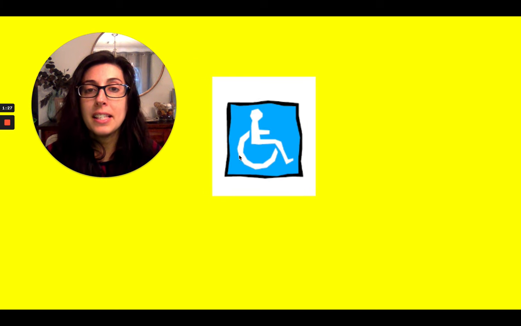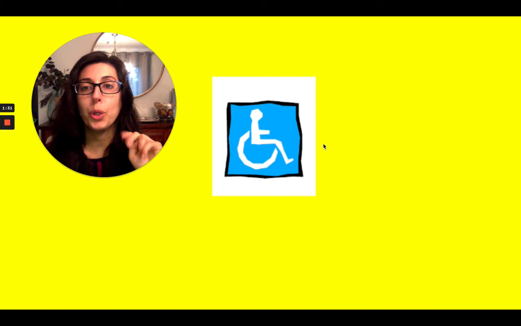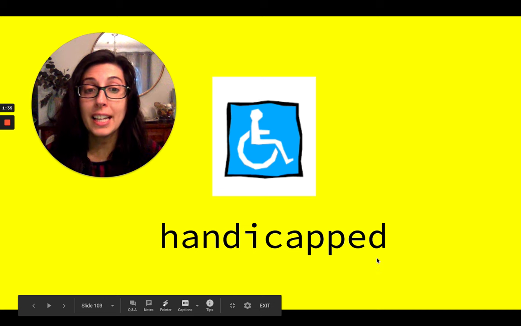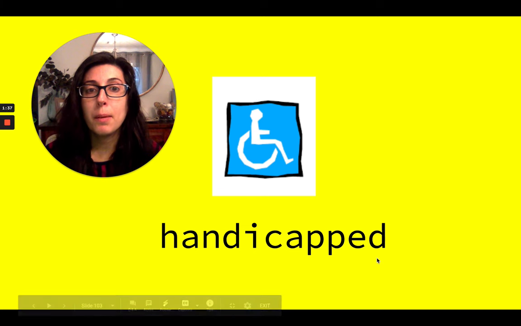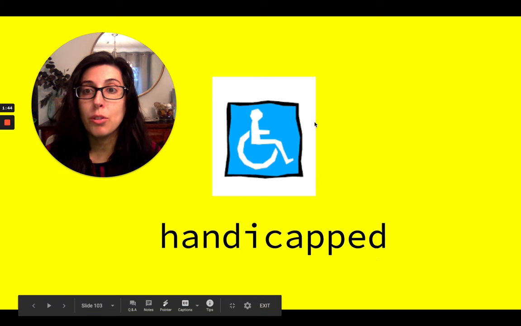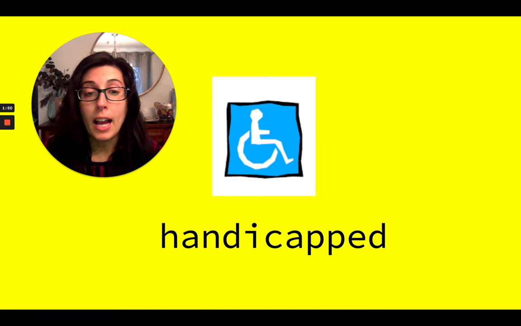Have you seen this symbol before? If you know what it means, call it out in 3, 2, 1. That's right, this symbol stands for handicapped. So perhaps you've seen this symbol on a parking spot in a parking lot, and that tells you that that parking spot is reserved for those who are handicapped.